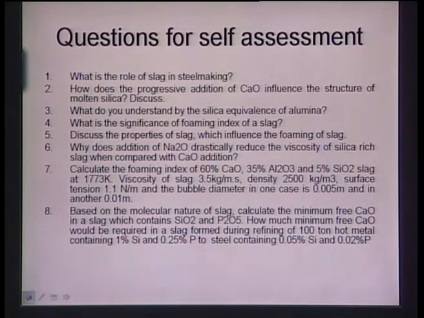Last question is, based on the molecular nature of slag, calculate the minimum free CaO that is required, where the slag contains SiO2 and P2O5. How much minimum free CaO would be required in a slag formed during refining of 100 tons of hot metal containing 1% silicon and 0.25% of phosphorus to steel containing 0.05% silicon and 0.02% phosphorus? Remember, you have to subtract that amount of silicon and phosphorus which is going to steel, the rest will be captured by calcium oxide. So, good luck with the solution of the problem.